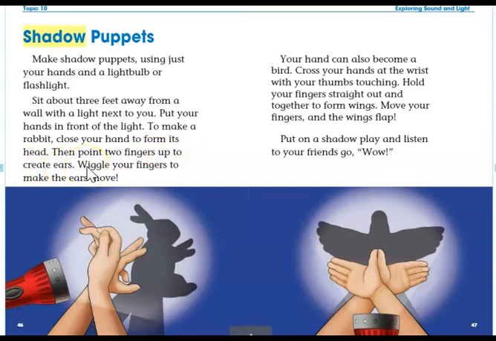Can you help me sound this word out? Wiggle. Wiggle your fingers to make the ears move. Your hands can also become a bird.